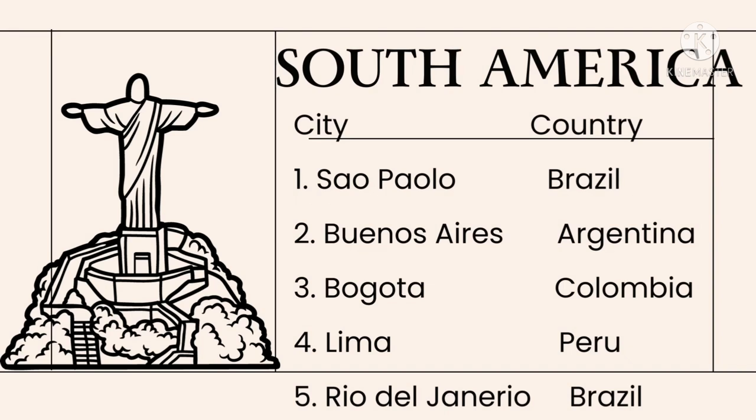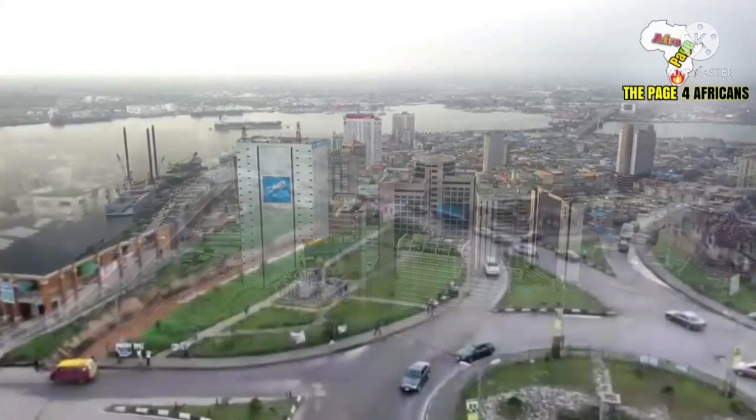South America, we have Sao Paulo, which is in Brazil. You have Buenos Aires, which is in Argentina. You have Bogota, which is in Colombia. You have Lima, which is in Peru. You have Rio de Janeiro, which is in Brazil. So these are cities in South America. Sao Paulo, Buenos Aires, Bogota, Lima, Rio de Janeiro.